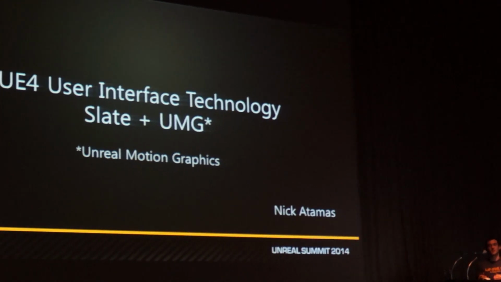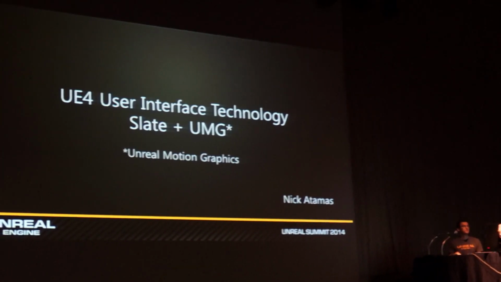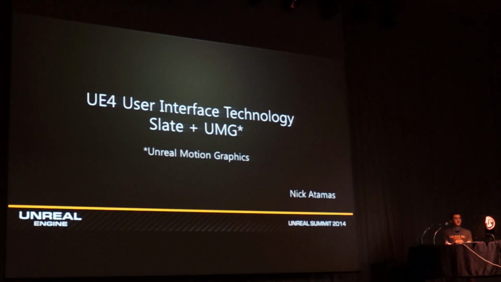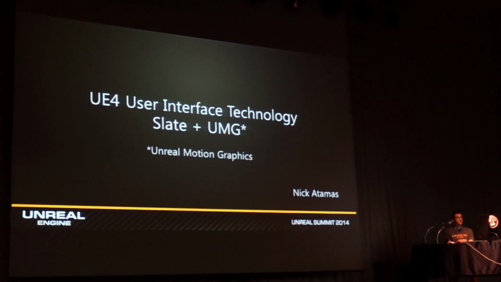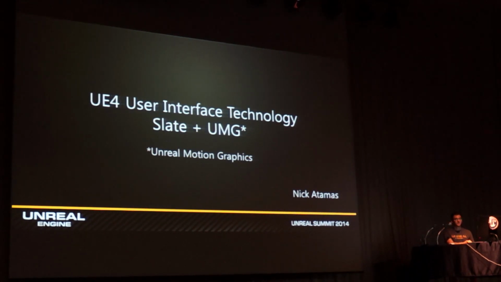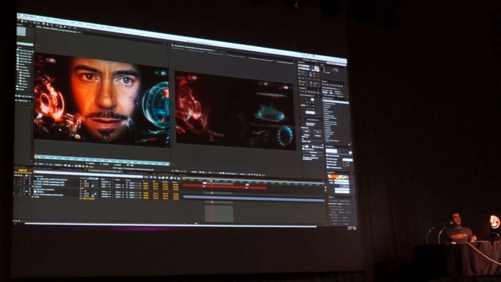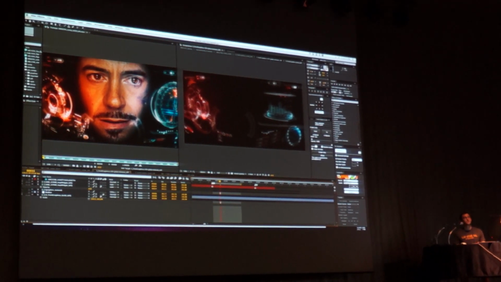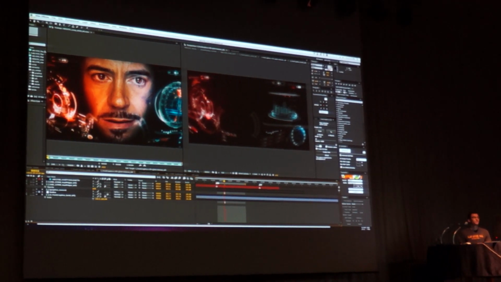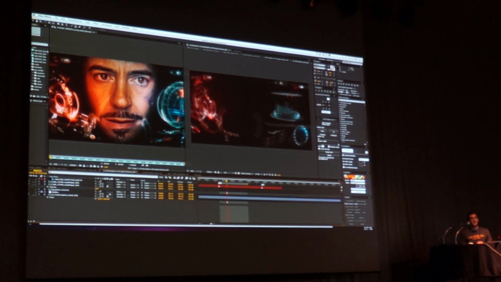What is motion graphics, and how does it relate to UI? I tried to find a single image that represents motion graphics and UI together. This is the closest I could find. This is a screenshot from a blog by an artist who is working on the Iron Man movie. He's animating the Iron Man HUD in After Effects.